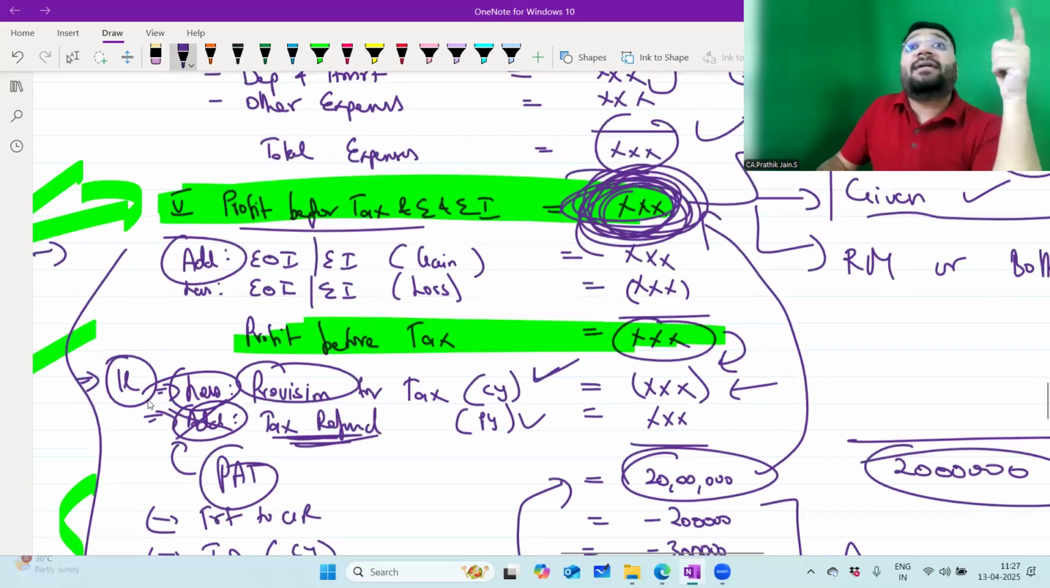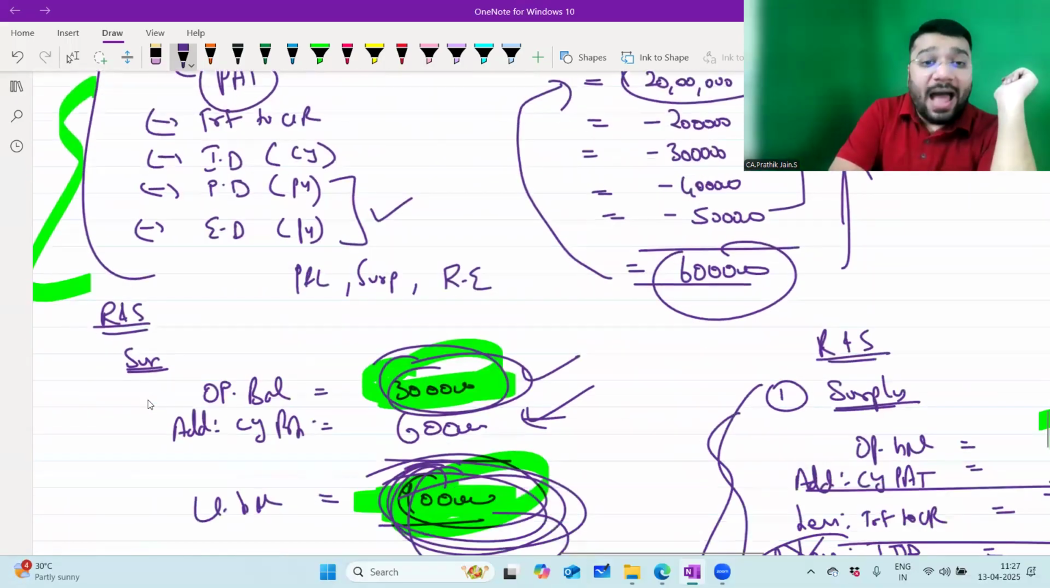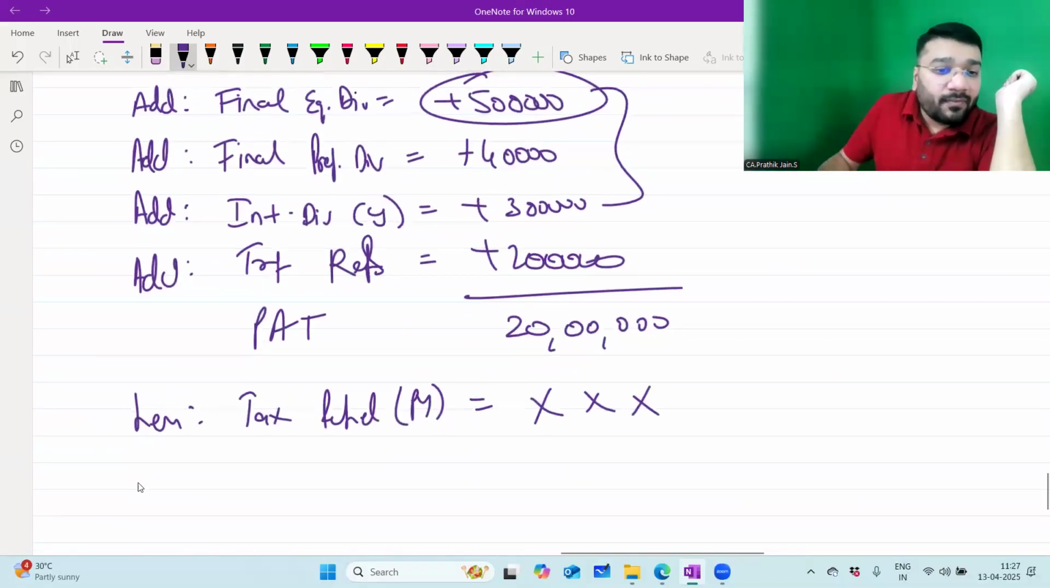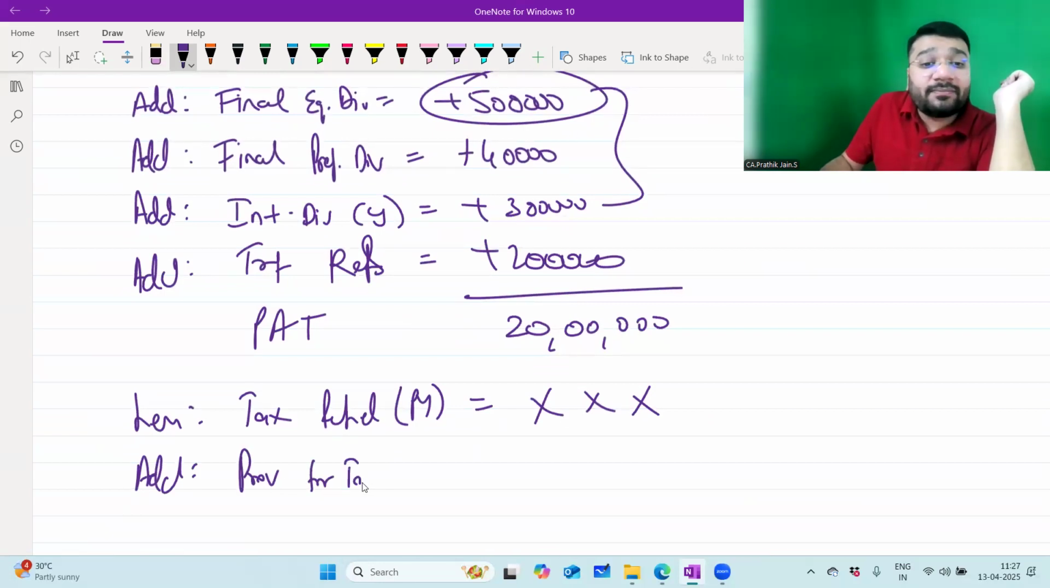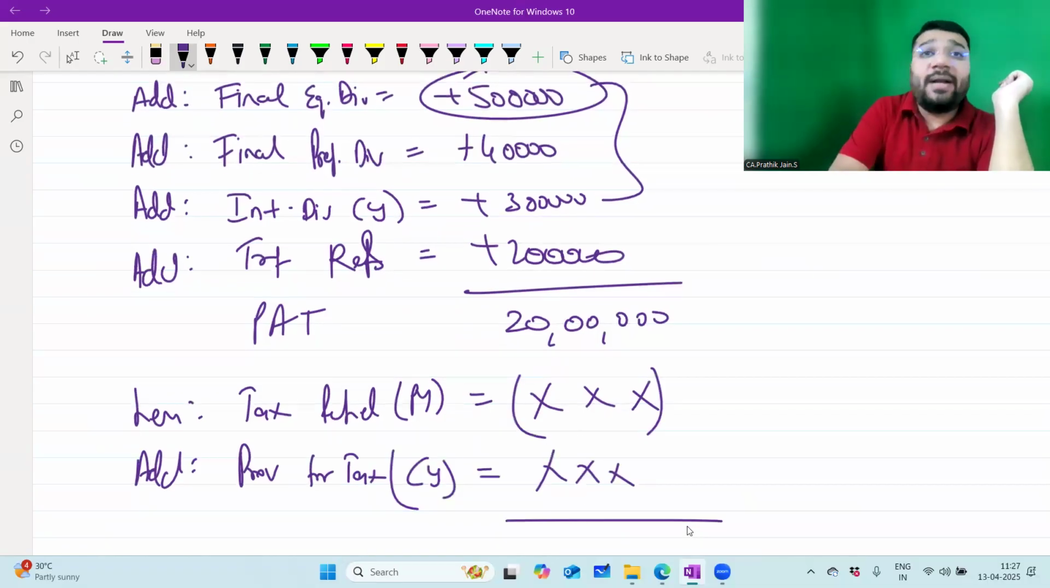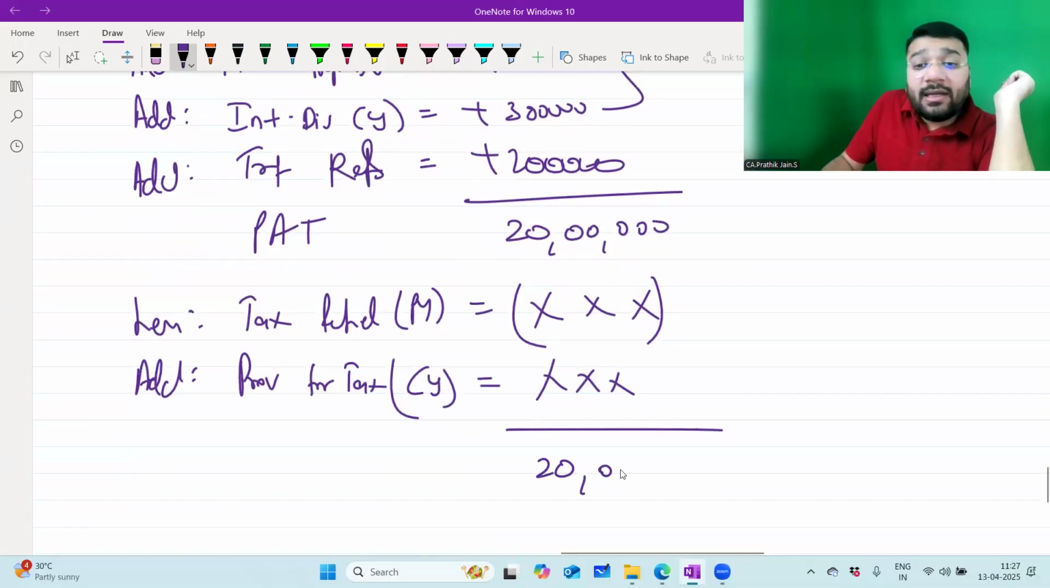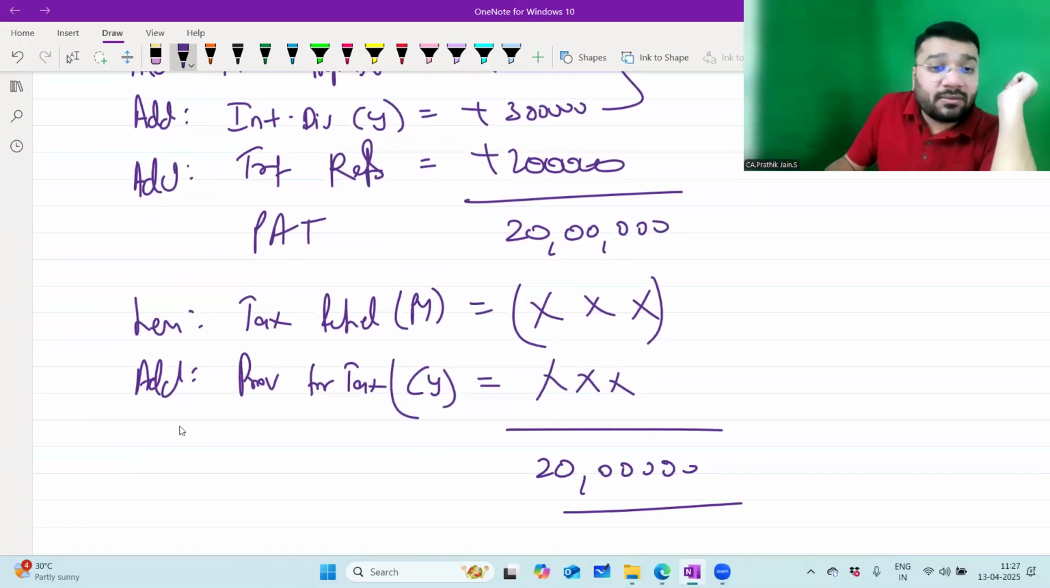Provision for tax is subtracted. To cancel the impact of that, we have to add back provision for tax. Which year? Current year. I will get 20 lakh. What is this called as? We'll get profit before tax. Is this my starting point?